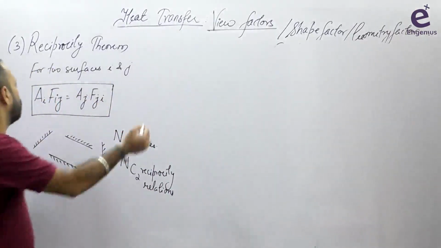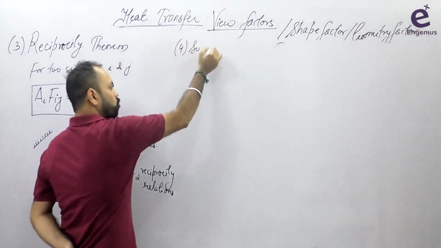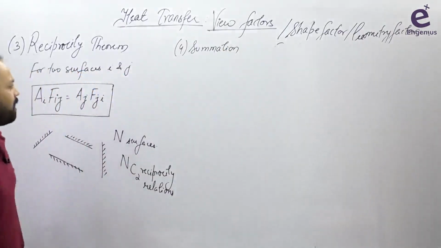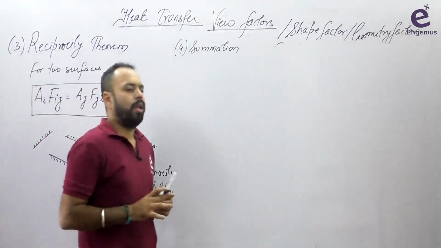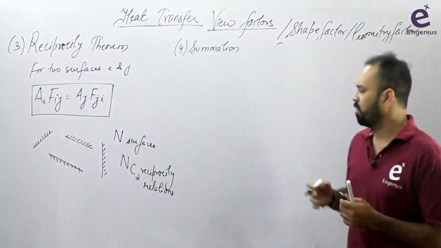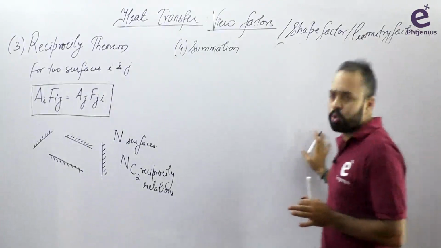Fourth, the summation rule. These two will be frequently used in chemical engineering and mechanical engineering problems. In mechanical engineering, even symmetry is used. In their branch there are some more details of these rules. There is also a string rule, okay? You don't have to study the string rule, don't worry. The summation rule is there.